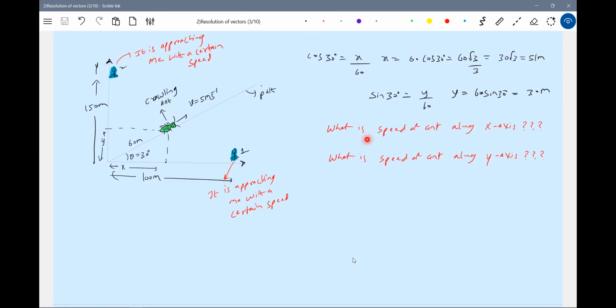Got the idea? So now shall I break this up? One component of velocity will be along this direction, and one component will be here. So I'm going to break up this velocity, split it up, resolve it. I'm going to resolve it, break it up, split it up. Any of the words you can use.